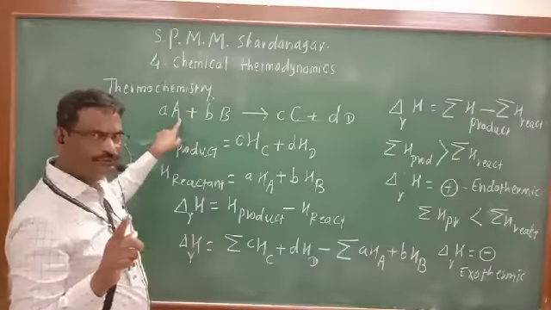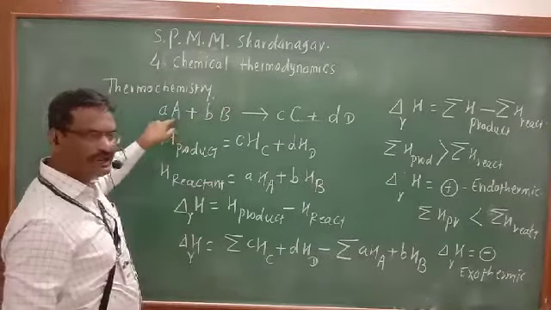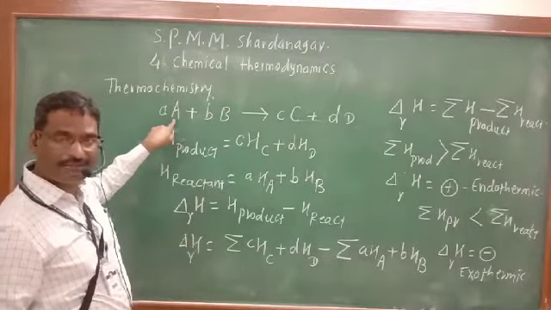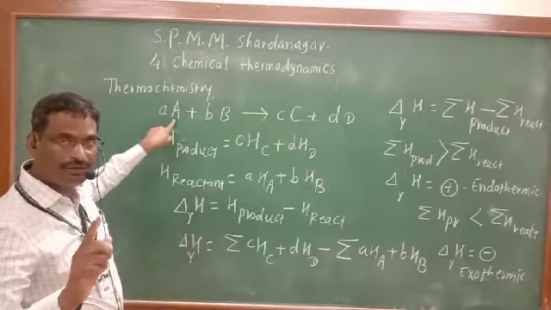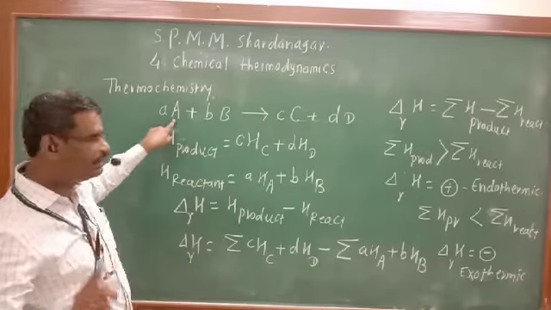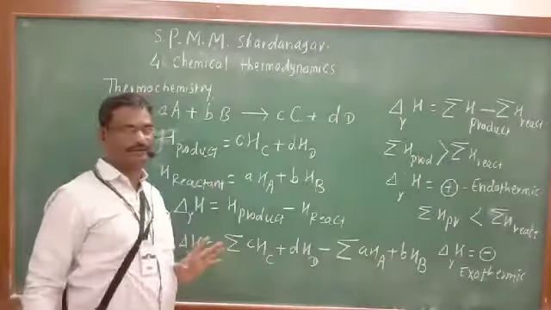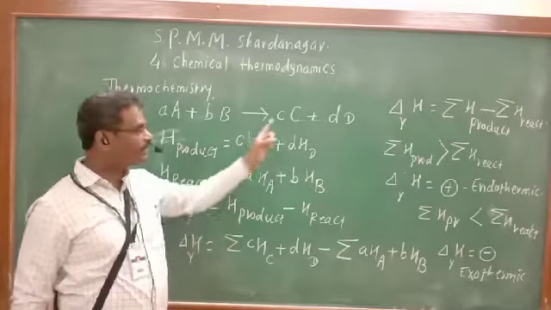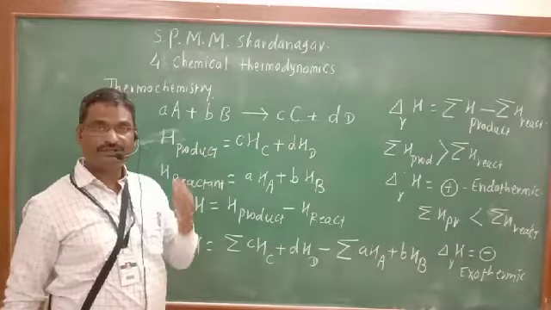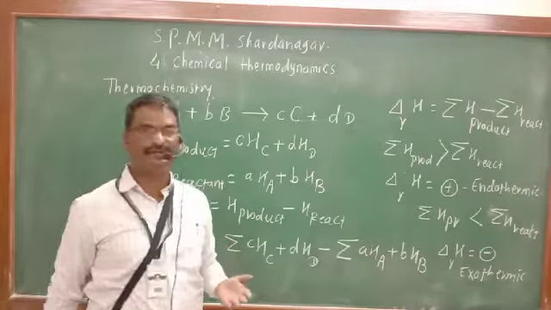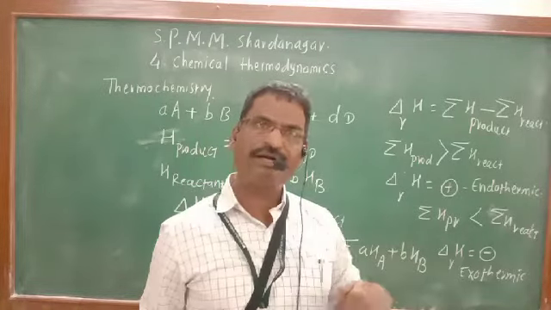So suppose the enthalpy of these two reactants is 100. For an endothermic reaction, the enthalpy of products must be greater than 100, greater than the enthalpy of reactant. It means that a certain quantity of heat is absorbed by the reactants and they are converted into product.